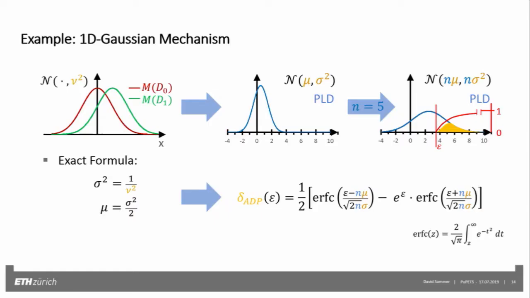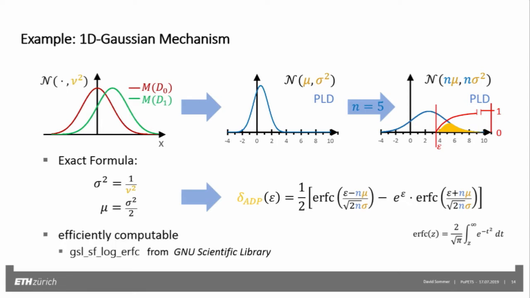ERFC, that's the complementary error function, the integral of the Gauss function. It's efficiently computable. There are libraries that allow you to do this, for example in the GNU Scientific Library. You can get very accurate functions that allow you to do that.